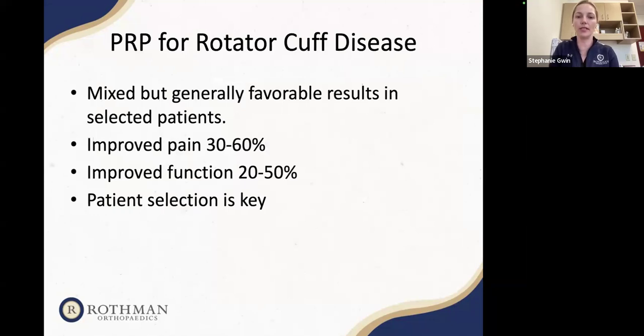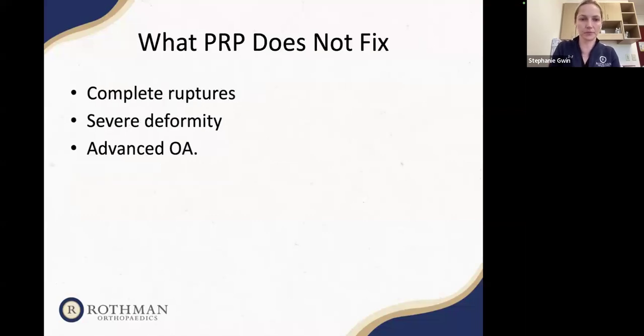So PRP for rotator cuff disease, again, it's a lot of patient selection, and results can be mixed. But you can see improved pain 30 to 60% of the time, improved function 20 to 50% of the time. And again, that's where patient selection is key. So those numbers should go up if you're picking more appropriate patients and doing the appropriate rehab that comes with it.